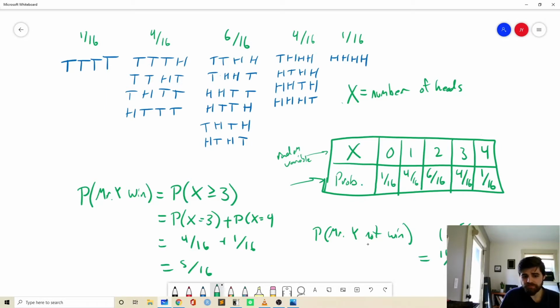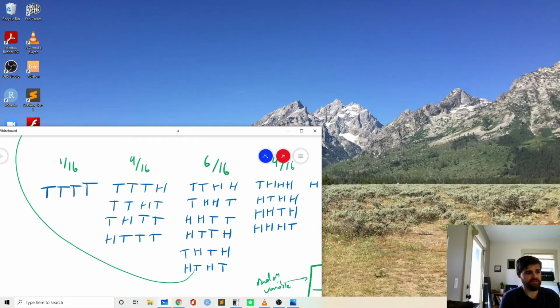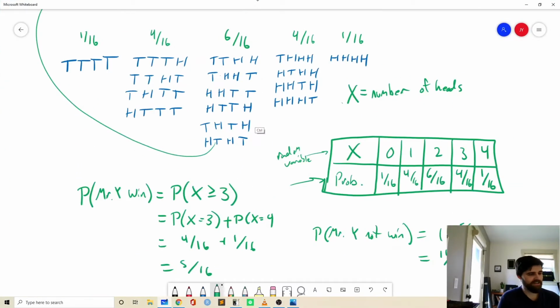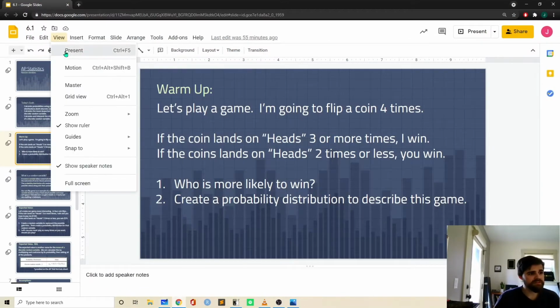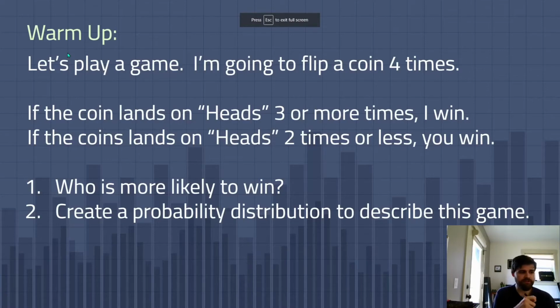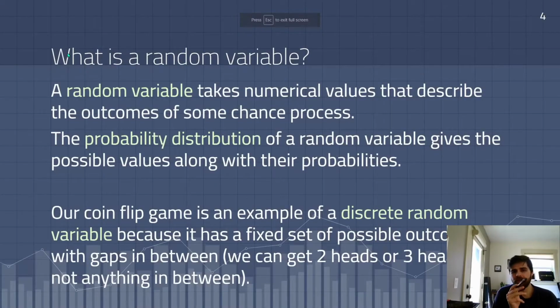So it looks like you, in this scenario, have a better chance of winning because there's more ways to get 2 or less heads than there are to get 3 or more. So that's pretty straightforward. Let's quickly just wrap up those definitions we just learned, and then we'll talk about a way to make this game a little more interesting. So we said a random variable takes numerical values that describe the possible outcomes of some chance process.